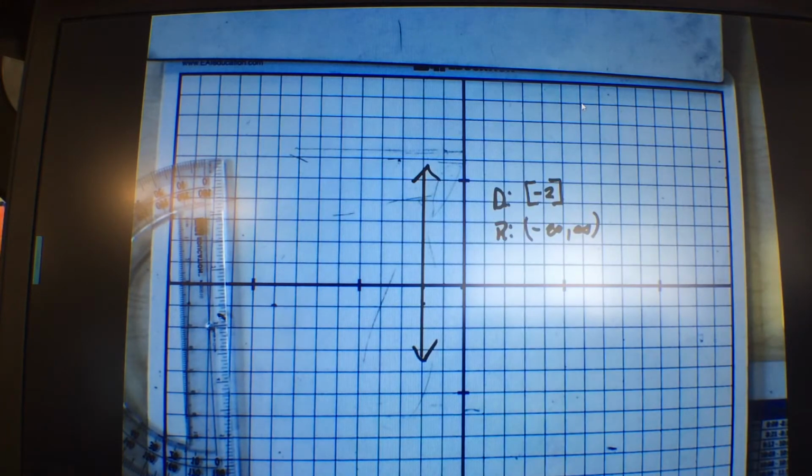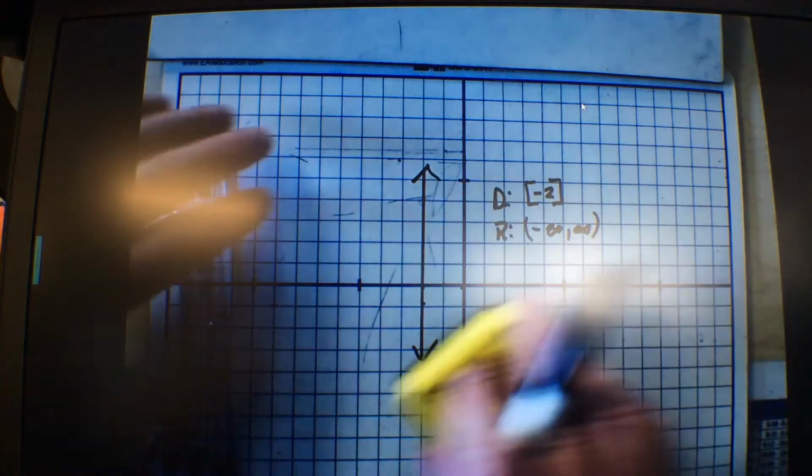Jackson, you've been playing with your protractor. Do you understand this? Good. All right.